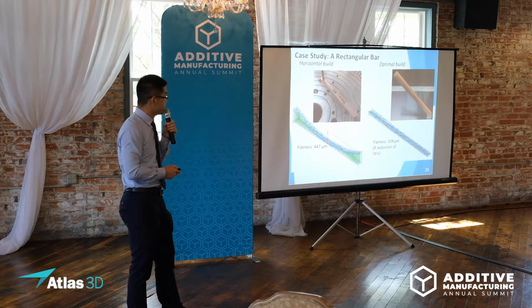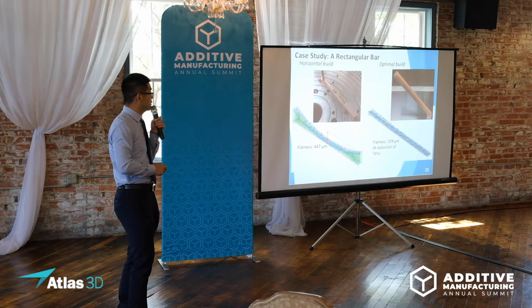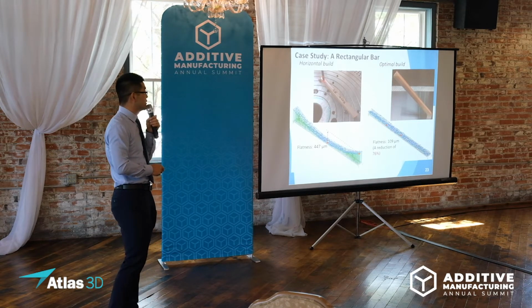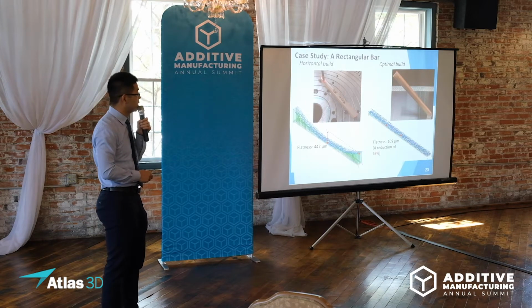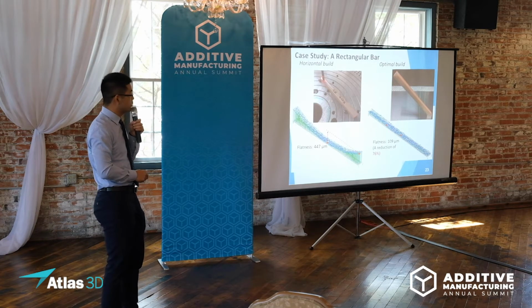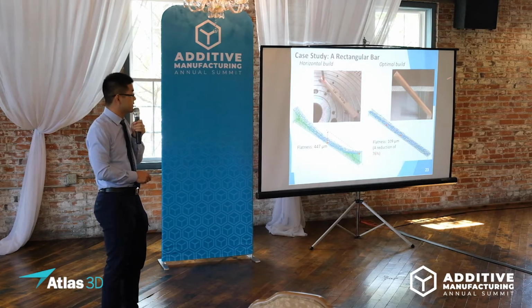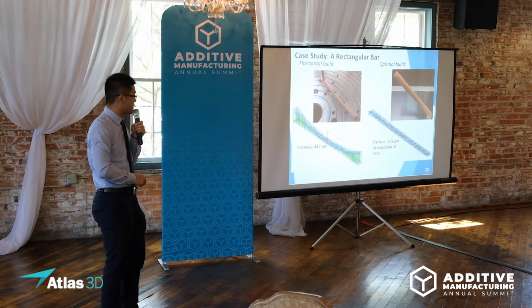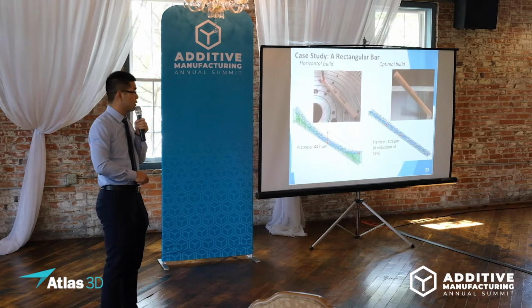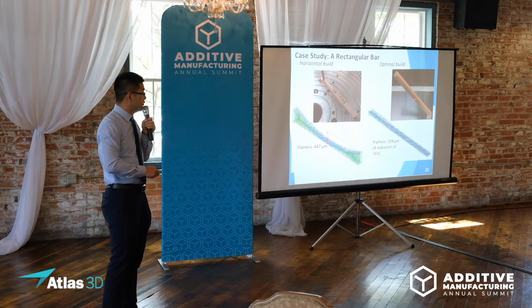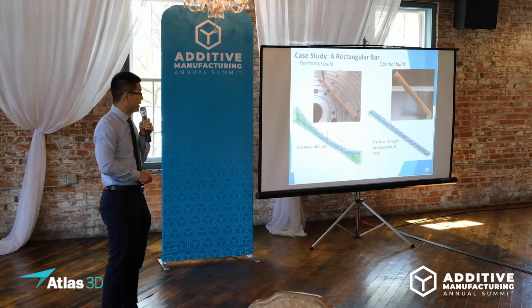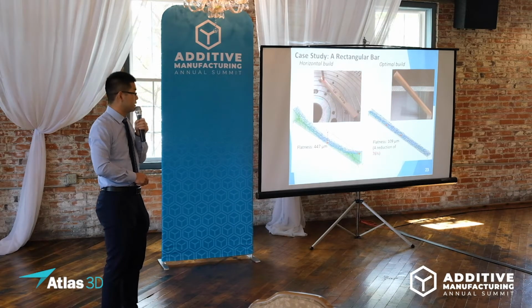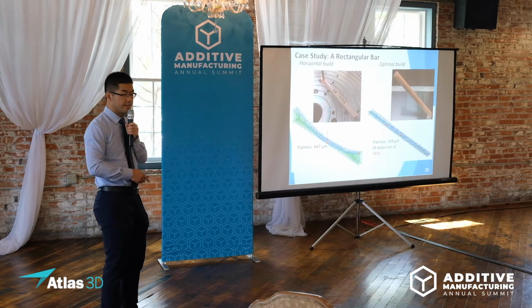So this is a case study. We want to try our algorithm on this rectangular bar. It's a very simple part. So the left side is the same part built horizontally. The right side is the best orientation and support given by our software. And you can see that for this part built horizontally, we get a 500 micron distortion. For this orientation, we only get about 100 micron distortion, and the reduction is about 76%.